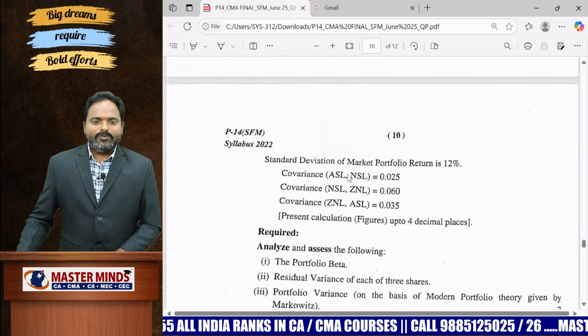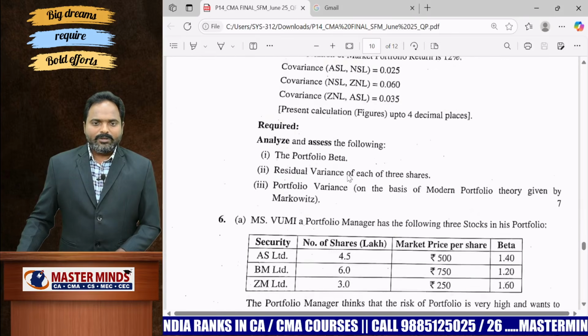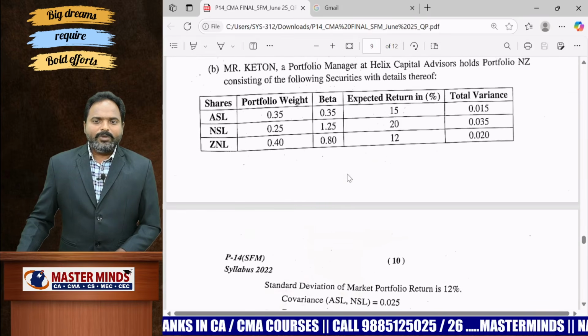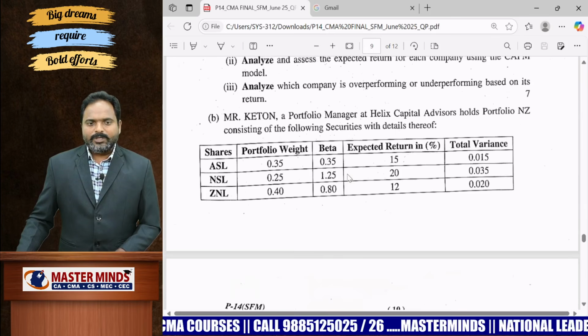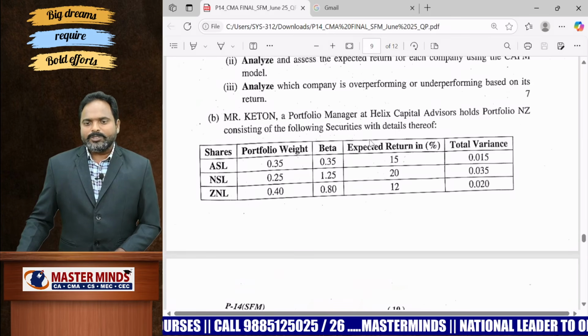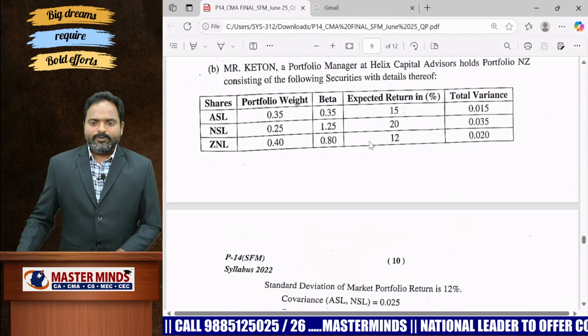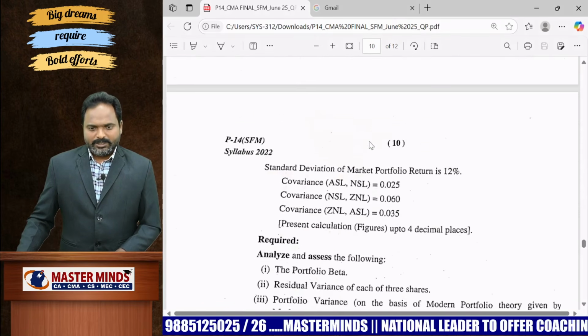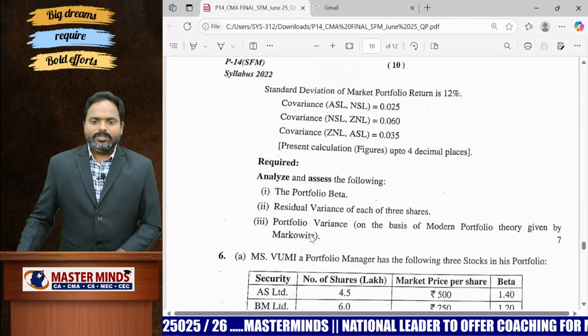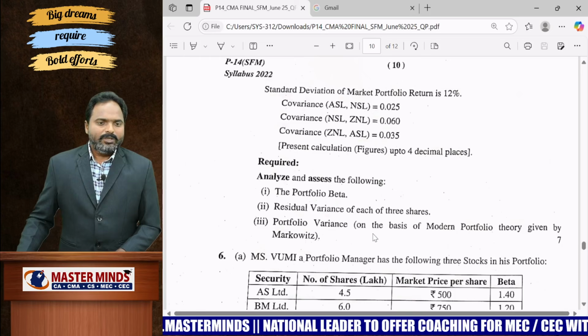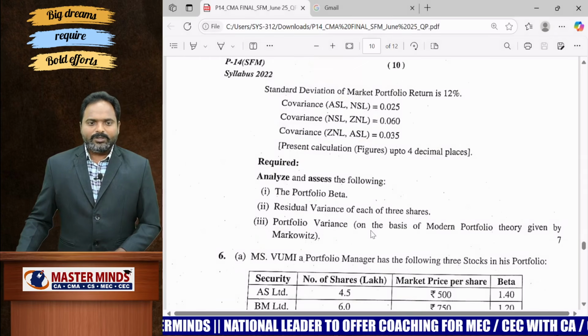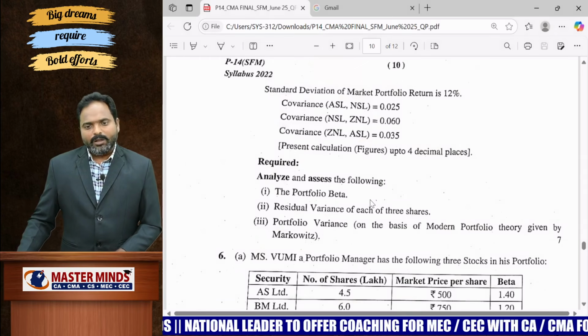But question number 5B, this is a copy paste problem from the material. In our Masterminds material, the institute material, it is there, a copy paste problem, and even before, in previous examinations also, it is asked. Okay, portfolio beta, residual variance, portfolio variance on the basis of modern portfolio theory given by Markowitz. This problem is actually covered. So copy paste and very simple to calculate also.